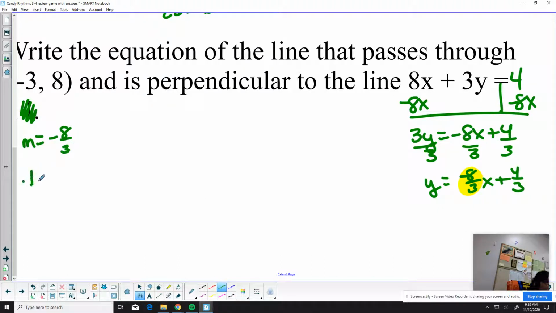So my perpendicular slope is 3/8. That's what I'm going to use. I'm not going to use this one. Okay, I want the perpendicular slope. So my point is -3, 8. So that's x and that's y.